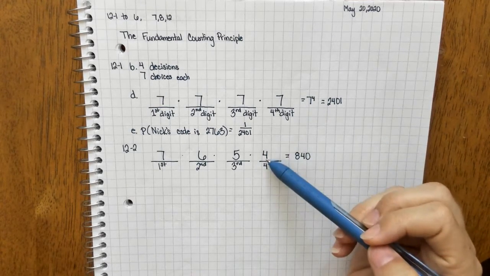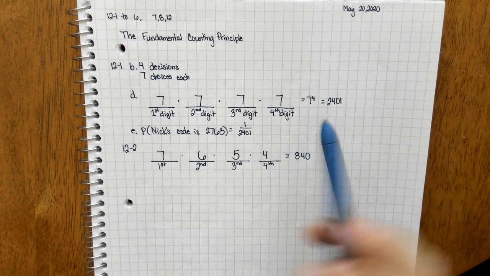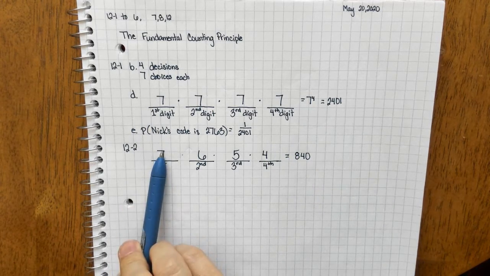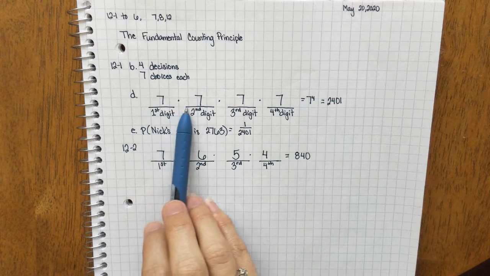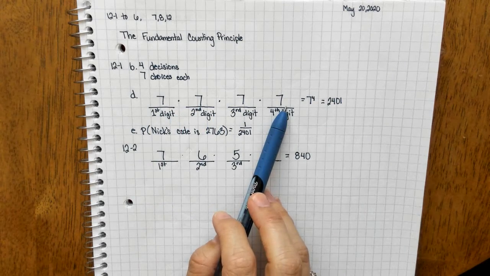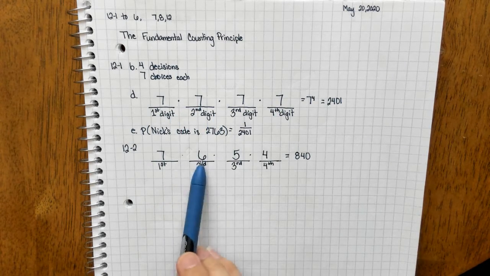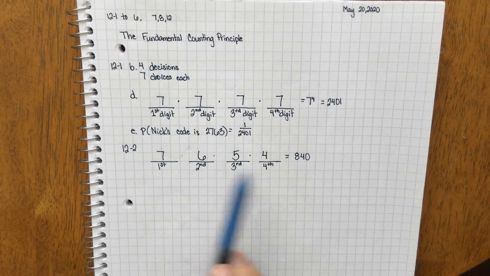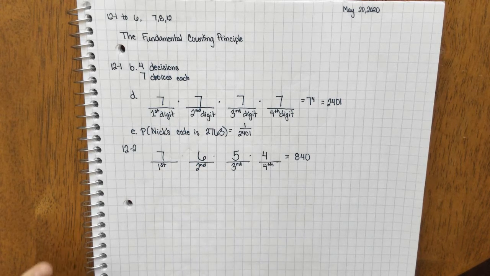So it's similar in the decision chart. They both have 4 digits. They both start with 7 options. If you're allowed to repeat numbers, then it stays 7 every time. If the numbers can't repeat, then it goes down by 1 because you take 1 out every time you pick one.